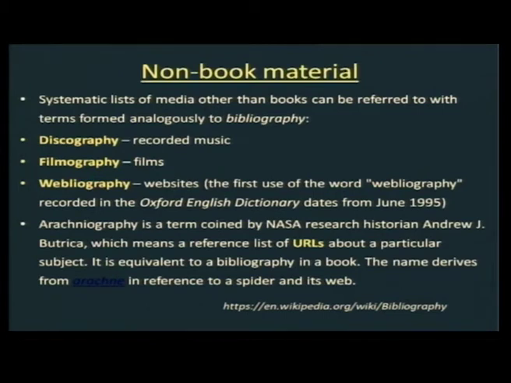The first use of the word bibliography recorded in the Oxford English Dictionary dates to June 1995. And there is something also called arachneography, a term coined by NASA research historian Andrew Butrica, which means a reference list of URLs, only URLs, about a particular subject. It is equivalent to a bibliography in a book. The name is derived from Arachne, in reference to a spider and its web. So, these are the different kinds of bibliographies available when you write. Nowadays under bibliography you can put everything, or you can have discography, filmography, webliography, arachneography.